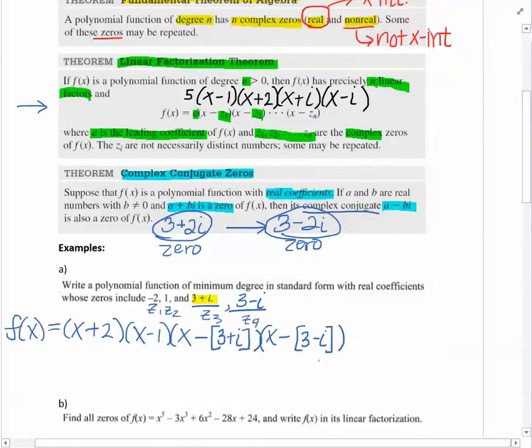Now I don't know what a leading coefficient is. That's not important. By minimum degree, they're saying don't add any more unnecessary zeros, like a multiplicity or something. These are the zeros. If I wanted to make the degree higher, I'd have to add maybe another x plus 2, or I square it or something, okay? So it wants it in standard form, which means we're going to have to multiply this out.